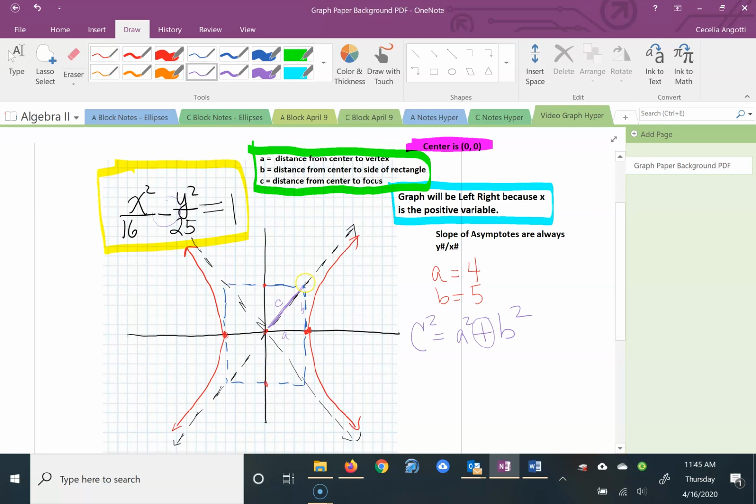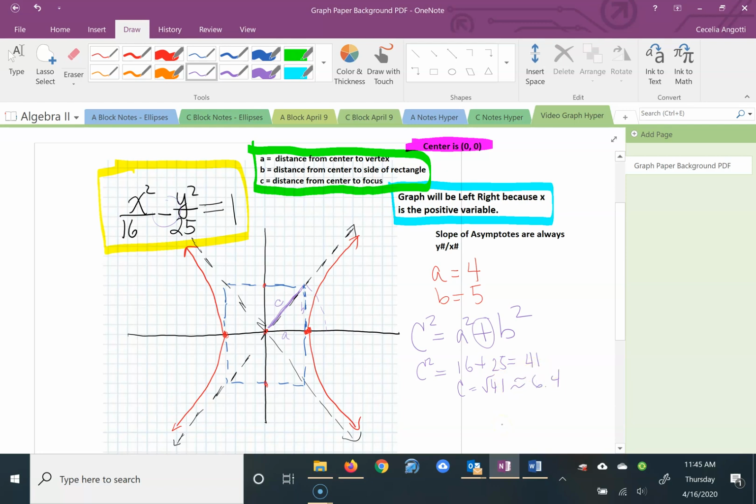So if I think of this as being a radius, and I lower it down, that's going to give me the location of my focus. If I calculate that, c squared in this case would equal a squared plus b squared, which is 41. So c would be the square root of 41. Now I'm going to need to change that into a decimal so I know where to locate it, and that turns out to be about 6.4.